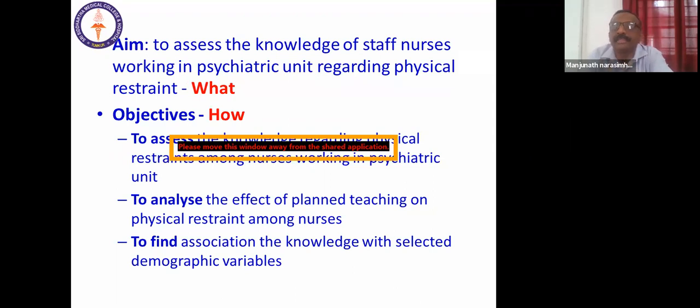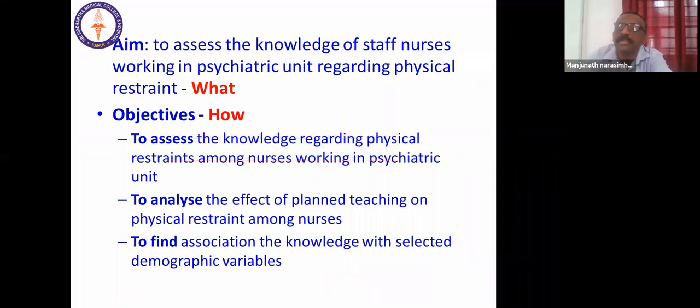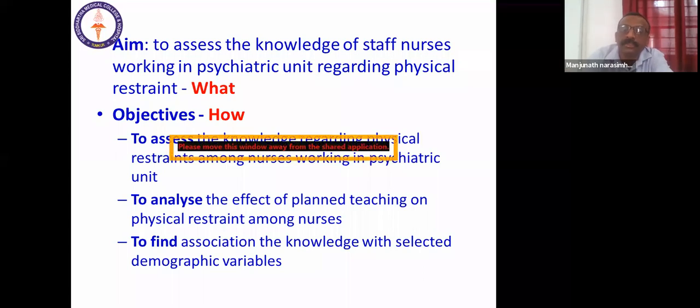So if you look at this, this is one simple example. What is this? To assess the knowledge of staff nurses working in a psychiatric unit regarding physical restraint. This is what I want to do, that is what I want to achieve. That is my aim. The objective is, first, you are going to assess the knowledge, then you are going to give training for the nurses regarding physical restraint. For that, you can use: to analyze, to assess, to find.